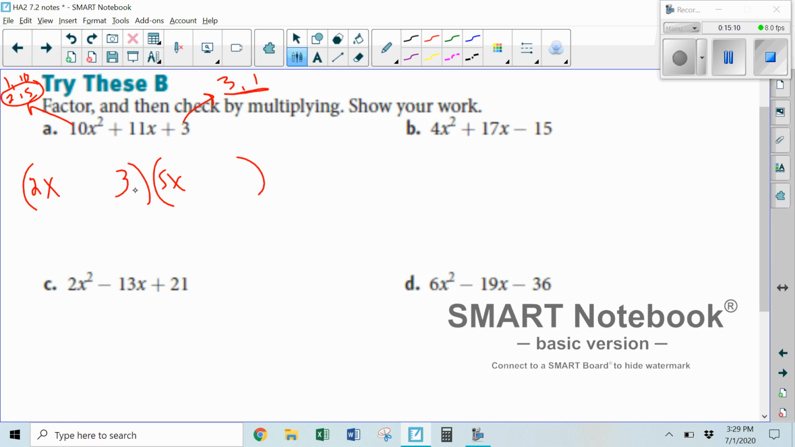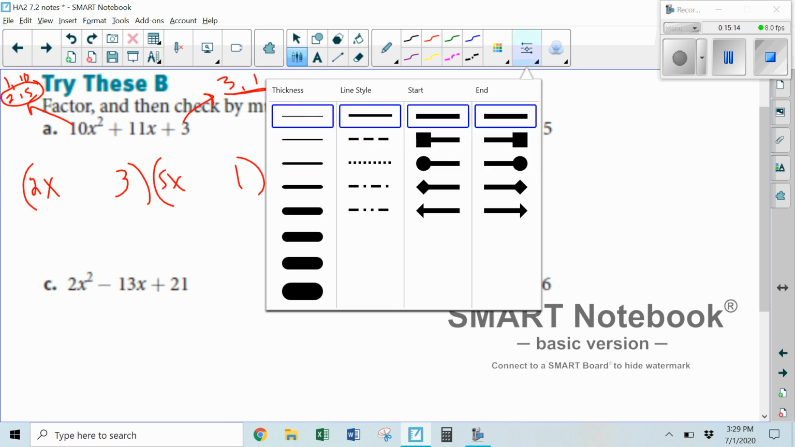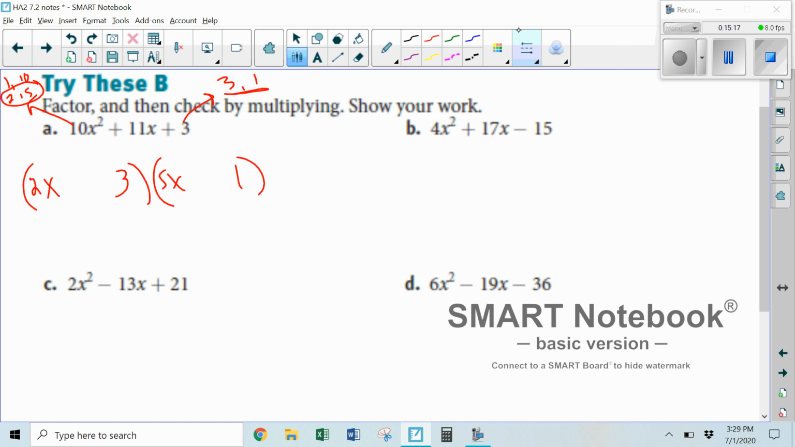So 3 and 1. You don't have to draw all 4 arrows. You just have to draw 2 of them, because I can see that this times this is going to give me this, and last term times last term is going to give me the last term. So all I have to draw is 2 arrows to figure out the middle term. The farthest outside multiply to 2x. The farthest inside multiply to 15x. Can a 2 and a 15 get me an 11? No. So that means the 3 and the 1 in the position I wrote them were not correct.